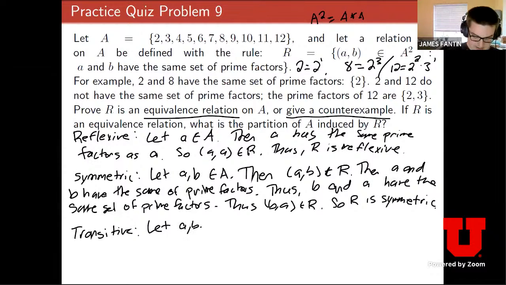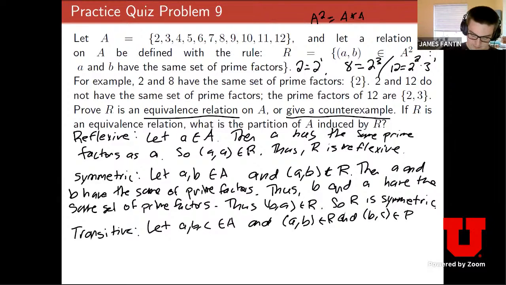So let's let A, B, C be in A. And, oh, I should have put, instead of A then there, A, B, because when we prove symmetry, we just assume that A is related to B. And for transitivity, we assume that A is related to B and B is related to C. We can prove this one a little bit more formally.